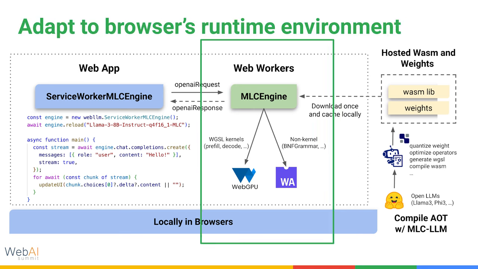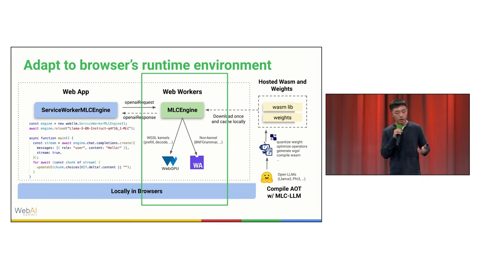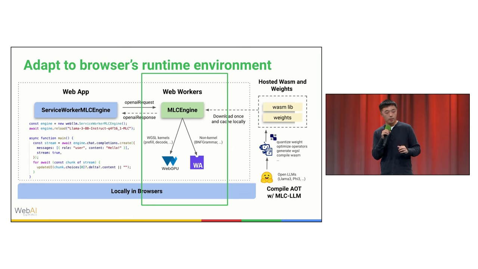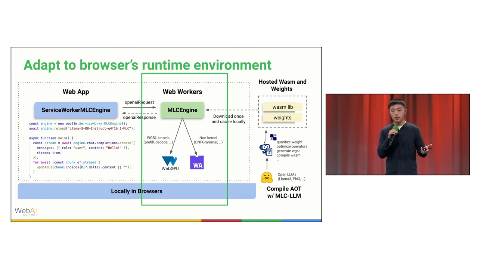And the last part is how WebLLM adapts to the browser's runtime. And there are mainly two things. The first thing being that WebLLM has built-in web worker support. On the left-hand side, the user interacts with the service worker MLC engine, but it doesn't do much. It only forwards the request to the MLC engine that resides in the worker thread so that all the heavy computation is done in the background so that the UI flow doesn't get affected. And the MLC engine in the worker thread launches the WebGPU kernel and launches the WebAssembly code for any non-kernel runtime things, and it message passes the response back to the front-end engine.